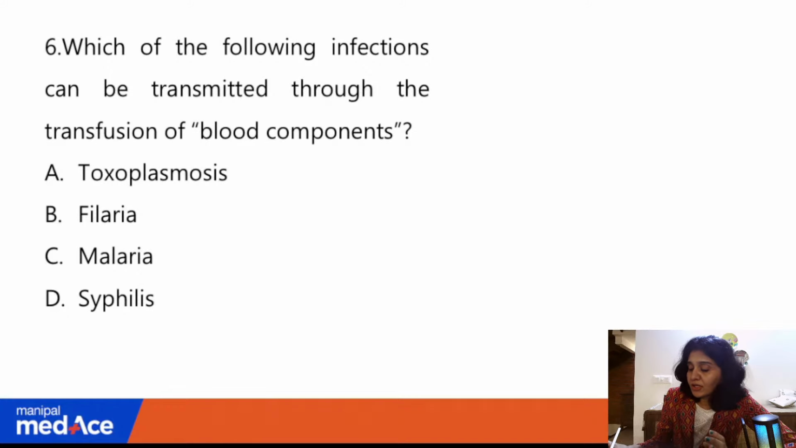If you look at this, malaria and syphilis are the options which come to our mind, right? But malaria has more chances because the parasite can survive for a longer period in the blood. But syphilis is extremely rare. The organism is highly fragile, so it's extremely rare for it to survive in the blood. So the best option would be malaria.